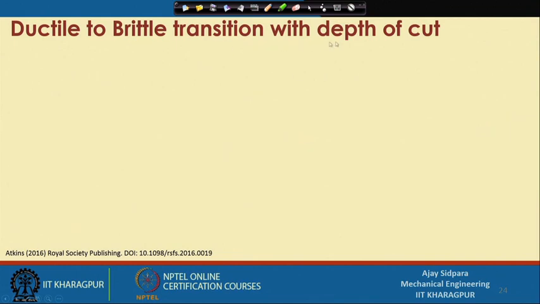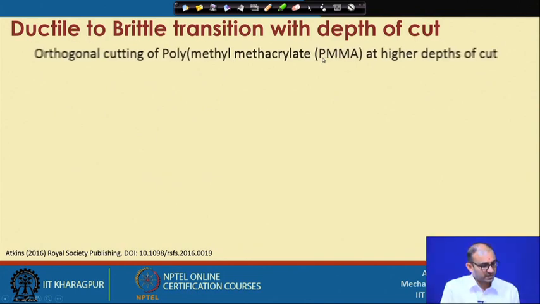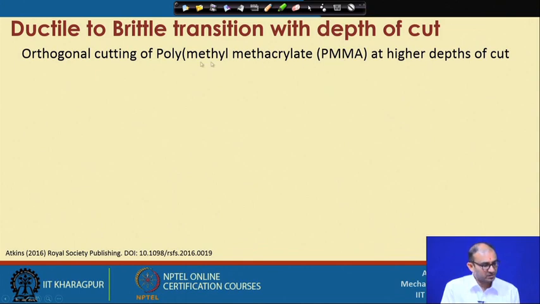Now, ductile to brittle transition with depth of cut. Till now we have seen that we have a problem with the depth of cut. Depth of cut means uncut chip thickness. Now, what is going to happen if you increase the depth of cut of some material? So, let us take one example, PMMA. This is a polymer material, the full form is polymethyl methacrylate, and this material is well known and used for different types of microfluidic devices, because it is very transparent and you can get micro machined channels very easily, that we have seen in the example application section of our course in the first or second lectures.